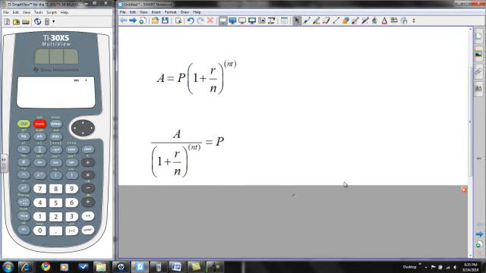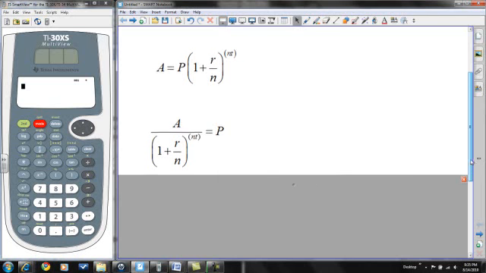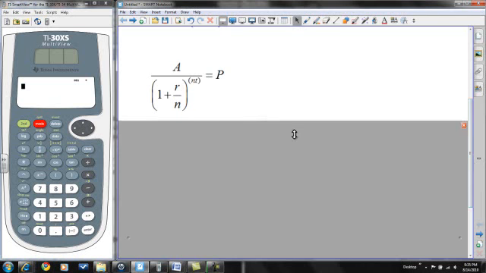In order to solve for P, we would divide both sides by 1 plus R over N to the NT power, which will leave us with P equal to A divided by 1 plus R over N raised to the NT power. Next, we have to determine our variables.